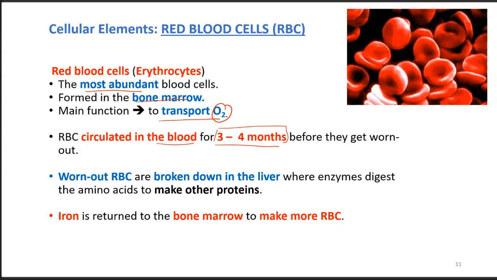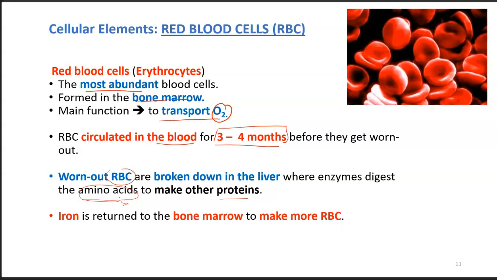Worn out red blood cells are broken down in the liver, where enzymes digest them and the amino acids are used to make other proteins. Why amino acids? Because the red blood cell has many pigments, which is the hemoglobin.